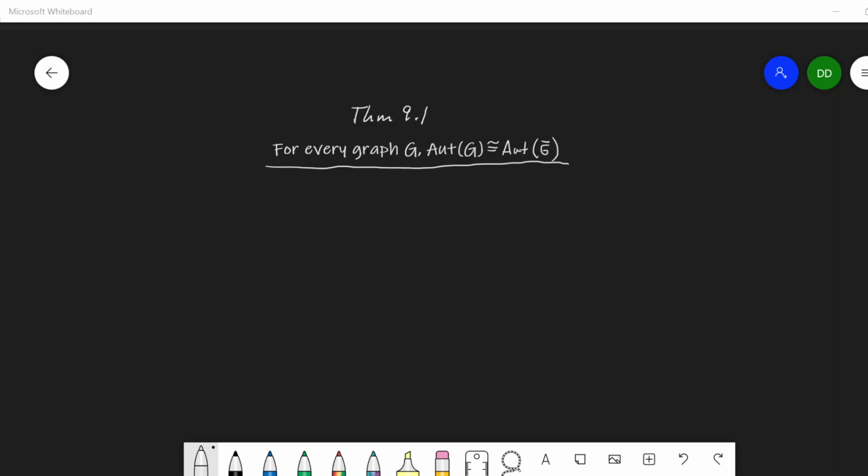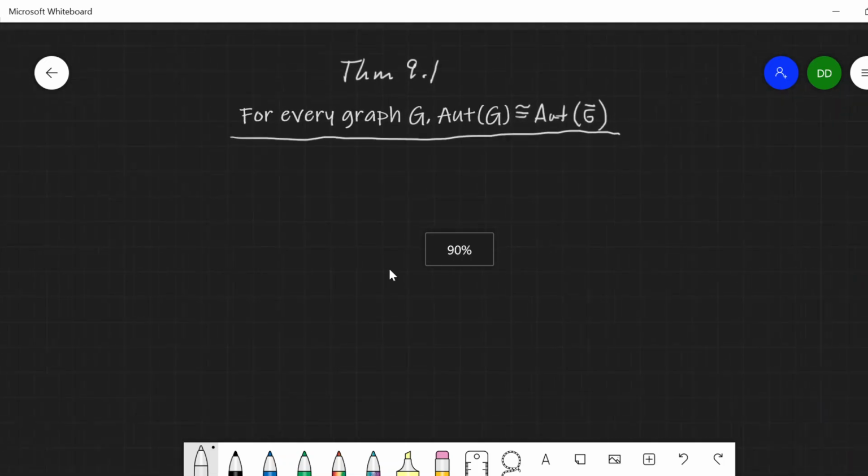In this video, we'll take a look at some basic theorems about automorphism groups. First off, we see that for every graph G, the automorphism group of the graph is isomorphic, that's a group isomorphism, to the automorphism group of the complement of the graph.